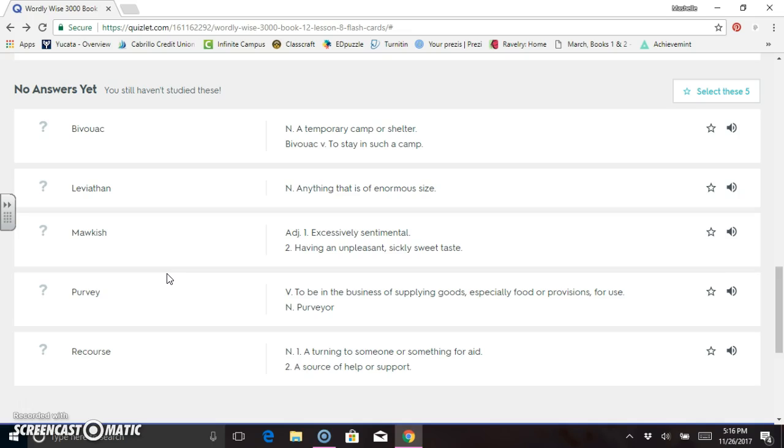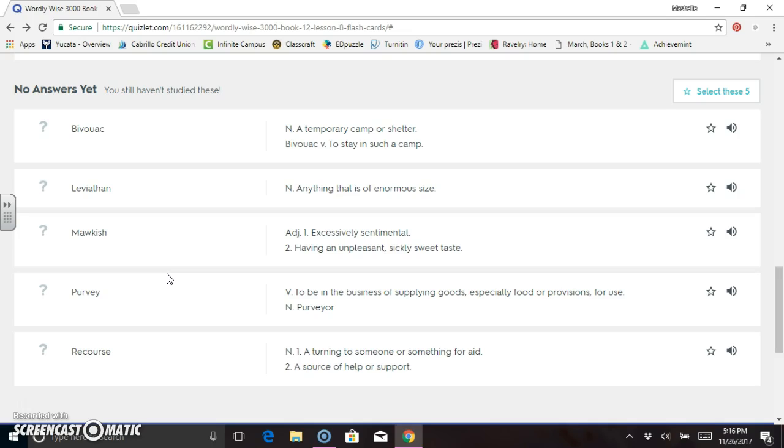Mawkish fits in with the realm of when we talked about brackish earlier. Brackish meaning something that is excessively salty and unsavory in taste. Mawkish is the idea of it's sickly sweet in taste. So salty is the brackish, mawkish is the sweet. So it's unpleasant because it's too sweet.